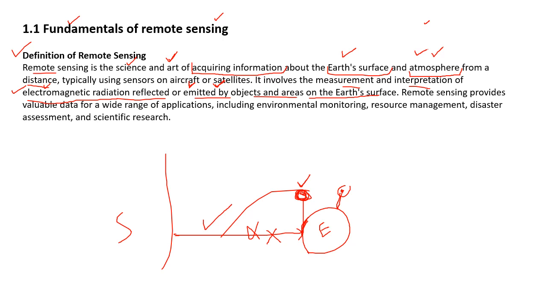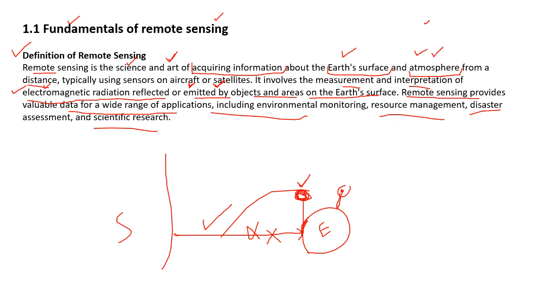Then remote sensing provides valuable data for a wide range of applications, including earth monitoring, resource management, disaster assessment, and scientific research. I took more time to explain this definition of remote sensing because the definition gives you a broad idea of why you are learning remote sensing, what its significance is, and what results you will be getting with the help of remote sensing.